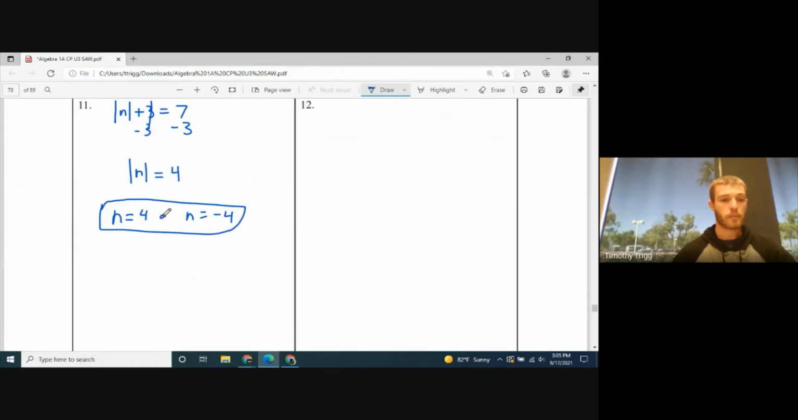We'll put an or here. So the main thing is that 4 can go here, right? The absolute value of 4 is 4, but also negative 4 can go here. The absolute value of negative 4 is also 4, right? Either of these values could go in here and give us that. So that's why there are two solutions.